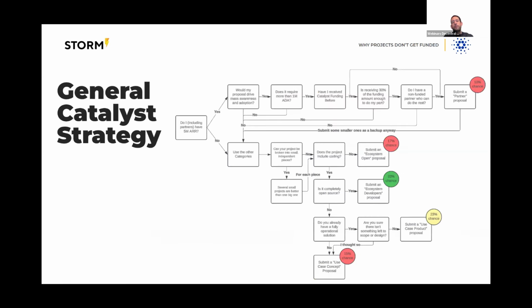Now, this was our general Catalyst strategy that we shared with people who we helped onboard. And I'll tell you why it's good. I'll walk you through it first, but then I'll tell you why it's good for both the proposer and for the ecosystem. So what you can see here is the first separator in terms of categories is, do you as a proposer, including any partners you're bringing into the proposal, have $5 million US in annual recurring revenue?